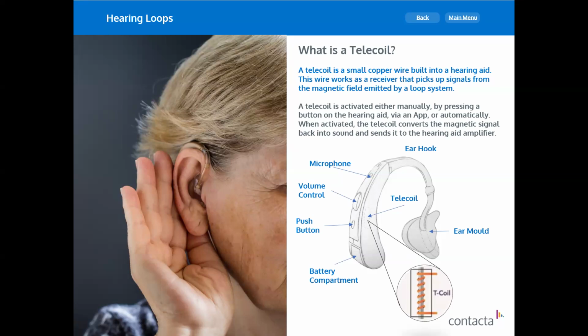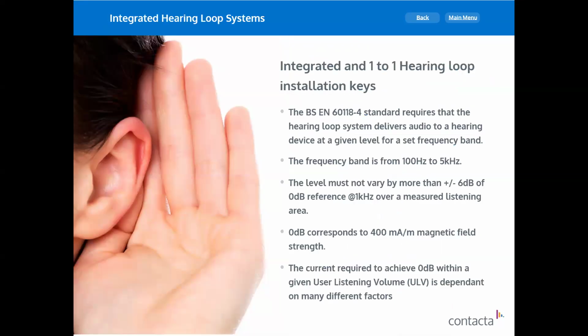Or it can be automatic, through a sensor. So I walk into an area, the hearing aid senses the magnetic field and automatically switches the T-coil on. Essentially, the T-coil senses the magnetic field and picks up the sound from it, and the hearing aid amplifier converts it back into sound and plays it through the ear mold and through the hook. So that's in principle how the hearing aids work with the telecoil.